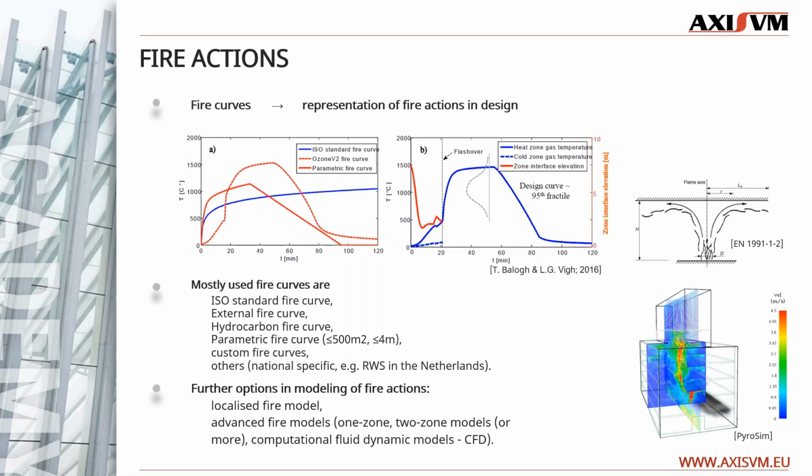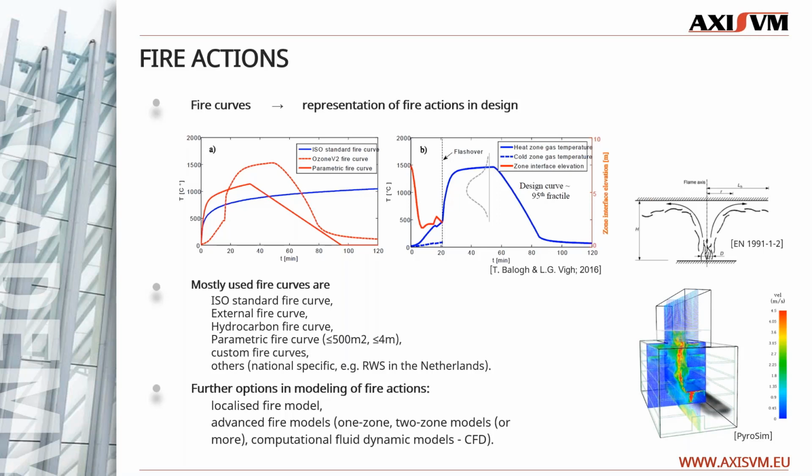The use of fire curves is typically a conservative solution because, for example, they assume the same temperature everywhere in the compartment. The most used fire curves are the ISO standard fire curve, external fire curve, hydrocarbon fire curve, and parametric fire curve. We can apply custom fire curves based on more sophisticated simulation results, and there are other types of fire curves, for example, national specific ones. I listed one from the Netherlands.